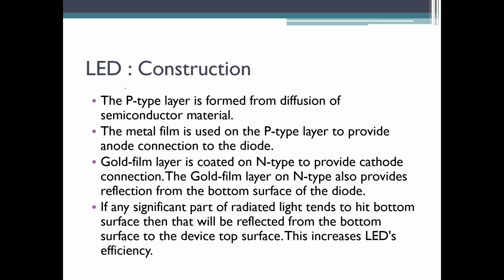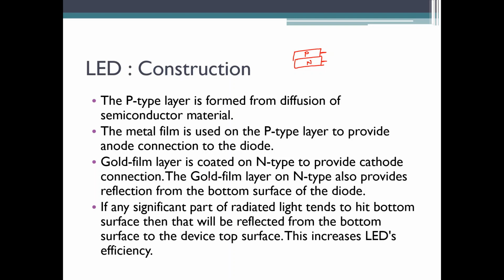See, the step-by-step construction is given here. The P-type layer is formed from diffusion of semiconductor material. So you have an N substrate, and you place a P-type material on it by diffusion. The metal film is placed on the P-type layer to provide the anode connection to the diode. So you keep a metal layer here and a metal layer here, so that I can connect them to the battery. A gold film layer is coated on the N type to provide the cathode connection.